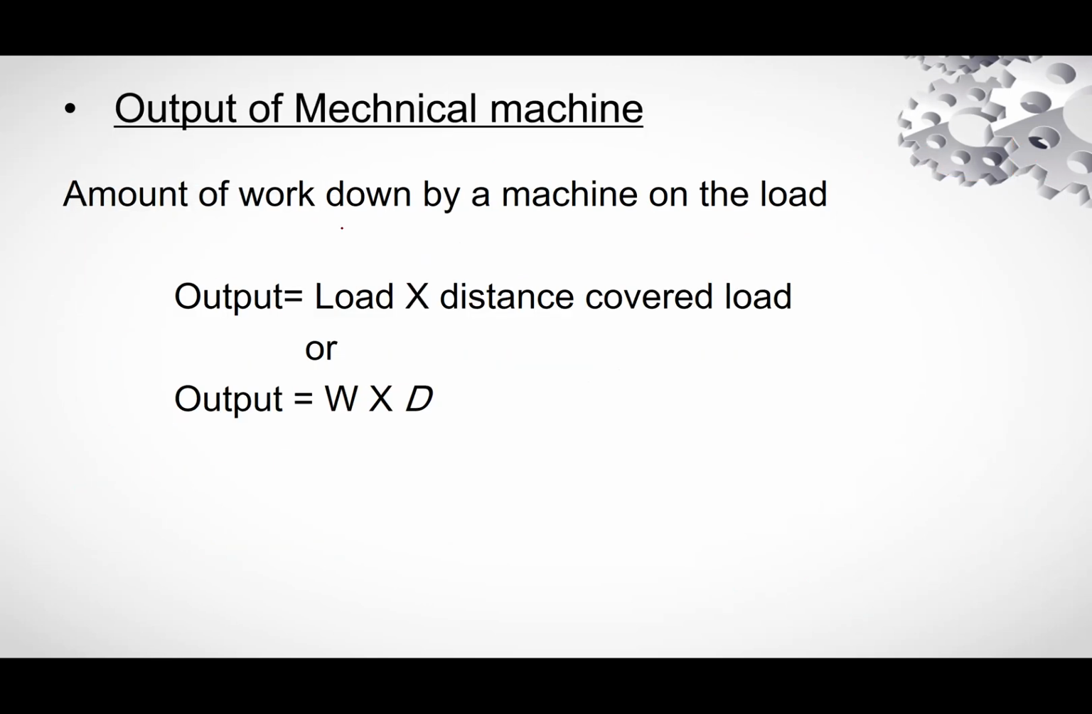Output, the work done by the machine, is called output. Output is equal to load and the distance covered by the load. Output is equal to W cross D.